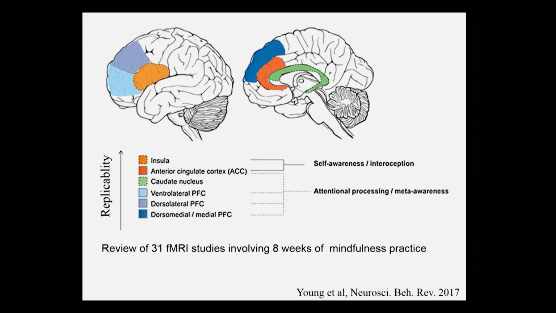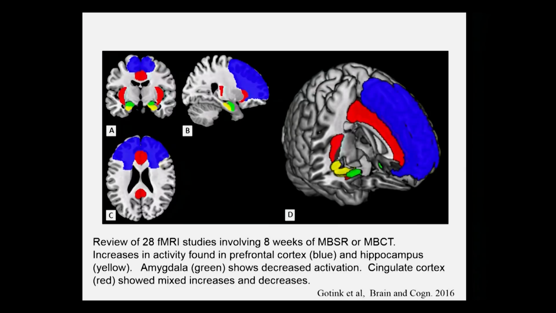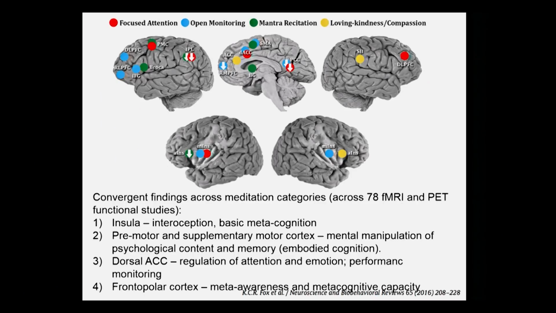So there have been several review articles out now, and when people look at different studies, they find that pretty much the insula and the anterior cingulate are very consistently affected by meditation. This is another meta-analysis where it was the hippocampus and the amygdala, which is responsible for your fear response. Once again, we're seeing the cingulate cortex. But the real take-home message is that there's a lot of diversity.